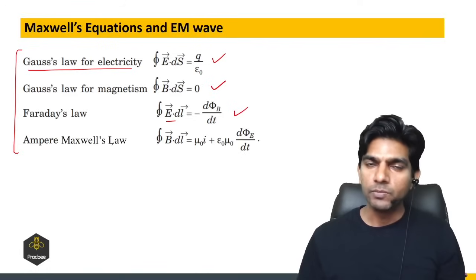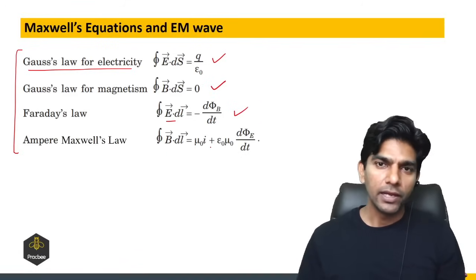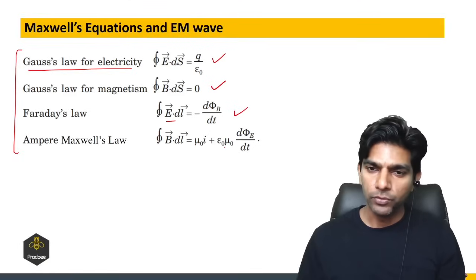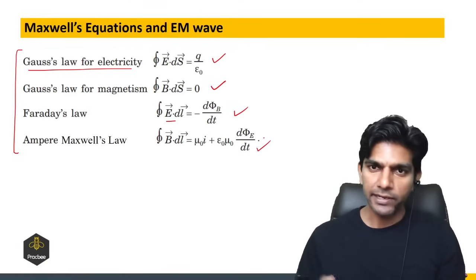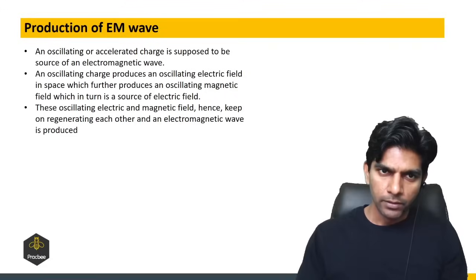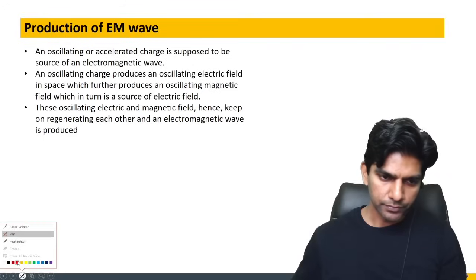Then Ampere's Maxwell law, which we have just discussed: integral B dot dl is mu naught I plus mu naught epsilon naught dφE/dt. So do remember these four equations, as they can be asked in your exam. Now let us see how electromagnetic radiations are produced.